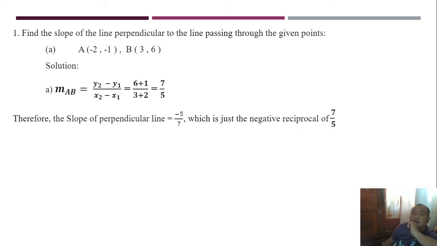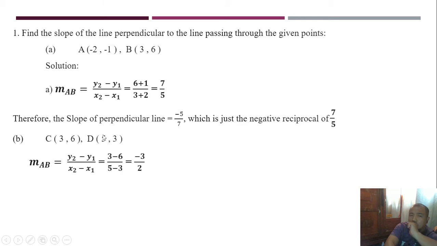So, the slope of the perpendicular line is... The slope of the given line is 7 over 5. So what is the slope of the new perpendicular line? What is the slope of the line perpendicular to line AB? That is negative 5 over 7. Next.